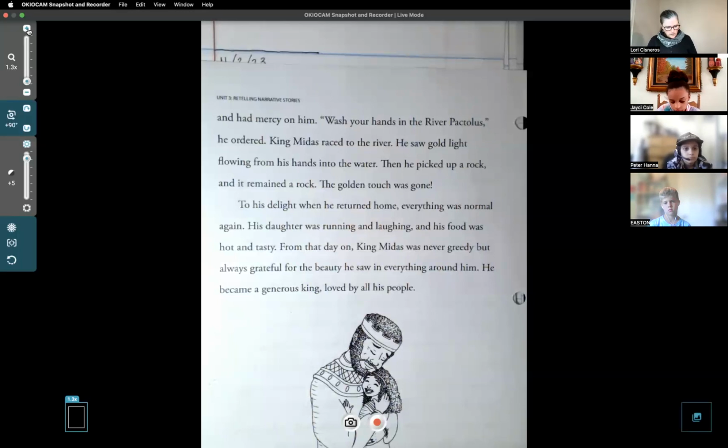Good, good. There was one more word I'm looking for that starts with a G. He was grateful. And there's something else with a G that tells about him. Peter?